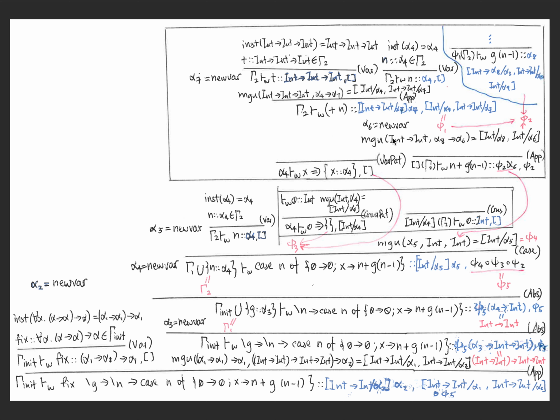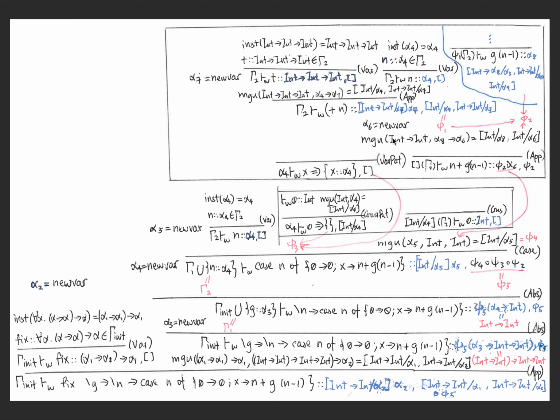So therefore, the type of this one will be applying this substitution to alpha 7. But for simplicity, since alpha 4 is not mentioned here, I just show you it's int to int replace alpha 7. So this obviously will give us int to int, because alpha 7 is int to int, and we will keep this substitution as the output substitution.